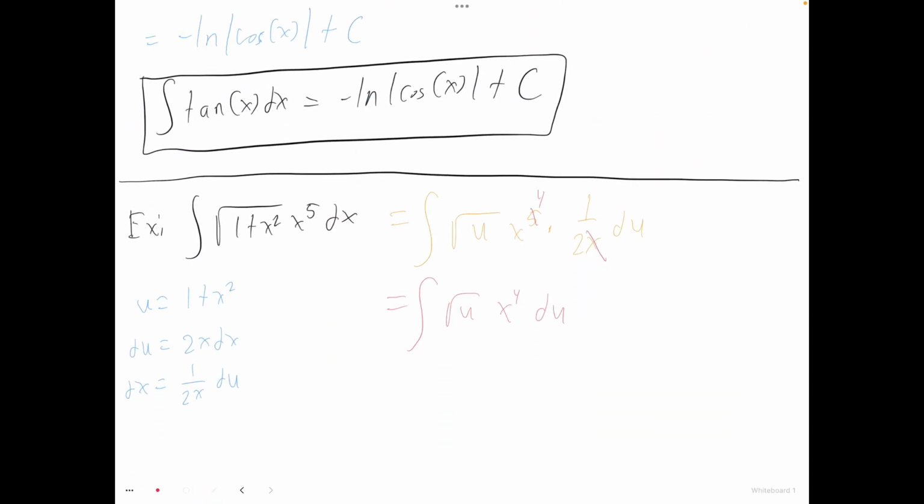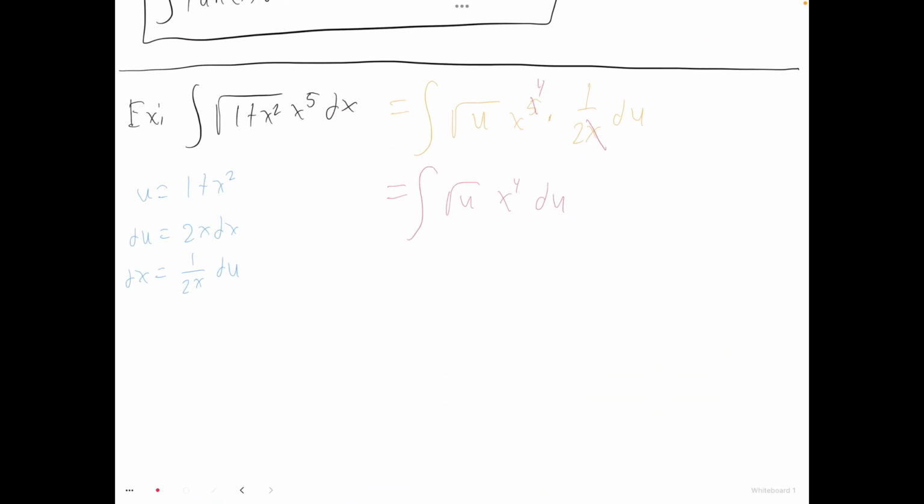I'm going to do basically the same trick here. I know that u equals 1 plus x squared. So x squared must be equal to u minus 1. Squaring both sides, I get x to the 4th equals u minus 1 squared. So that tells me how to write x to the 4th in terms of u. So this becomes the integral of the square root of u times u minus 1 squared du.